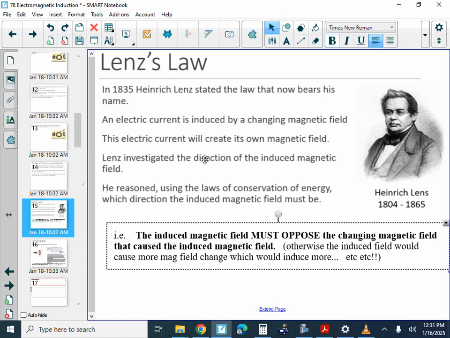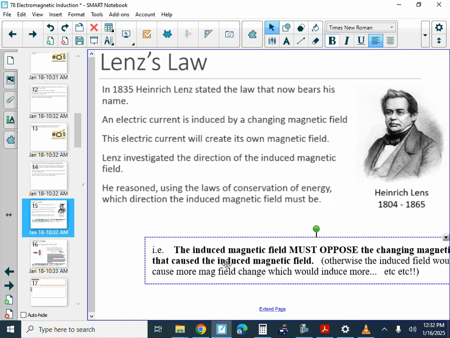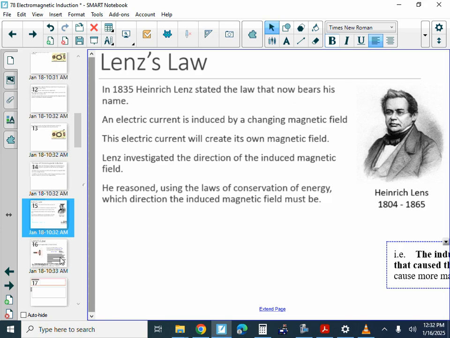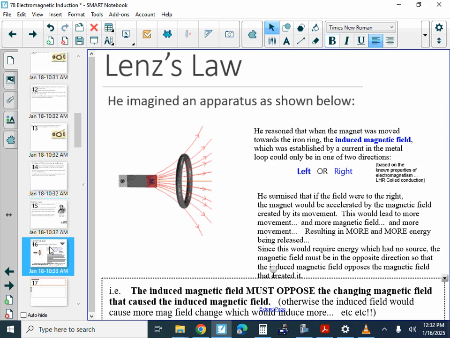And so Lenz investigated the direction of that magnetic field, and he reasoned, based on the law of conservation of energy, the order that it must be, and I'm actually going to talk about this on the next page. But the direction that magnetic field would logically have to be based on conservation of energy, I'll go through it here. So he reasoned that a magnetic field here, if it's moved towards an iron ring, is going to induce a magnetic field, or change the magnetic field in this area, right?